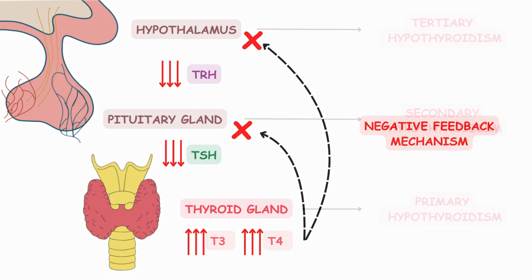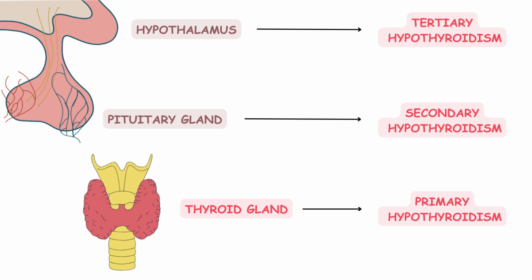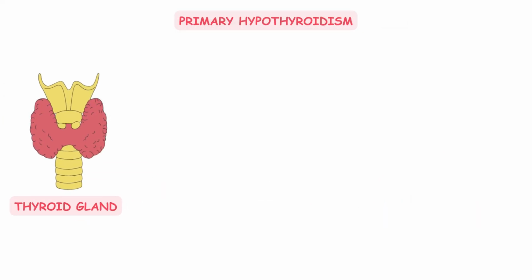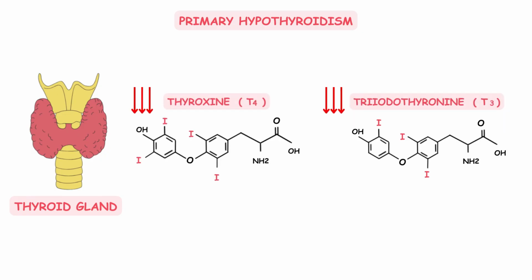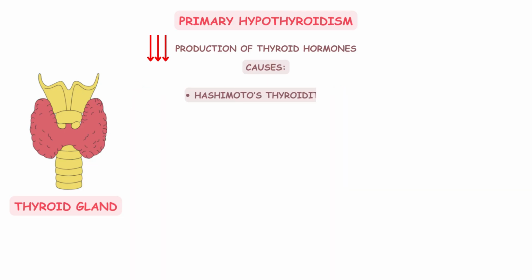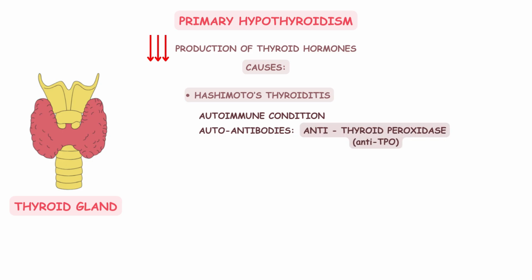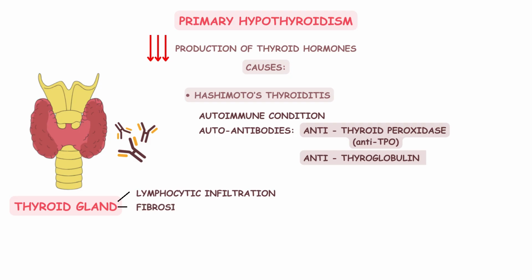Now, as we mentioned before, there are 3 types or 3 levels of hypothyroidism. In primary hypothyroidism, the thyroid gland itself is the problem. Here, the thyroid gland, for some reason, doesn't make enough thyroid hormones, and it fails to meet the body's needs. There are several reasons that can affect the thyroid gland and lead to decreased production of the thyroid hormones. However, the most common cause of primary hypothyroidism is Hashimoto's thyroiditis, which is an autoimmune condition where the immune system produces autoantibodies, mainly anti-thyroid peroxidase or anti-TPO, and anti-thyroglobulin antibodies, which target and damage thyroid follicular cells, leading to lymphocytic infiltration, fibrosis, and atrophy of the gland.